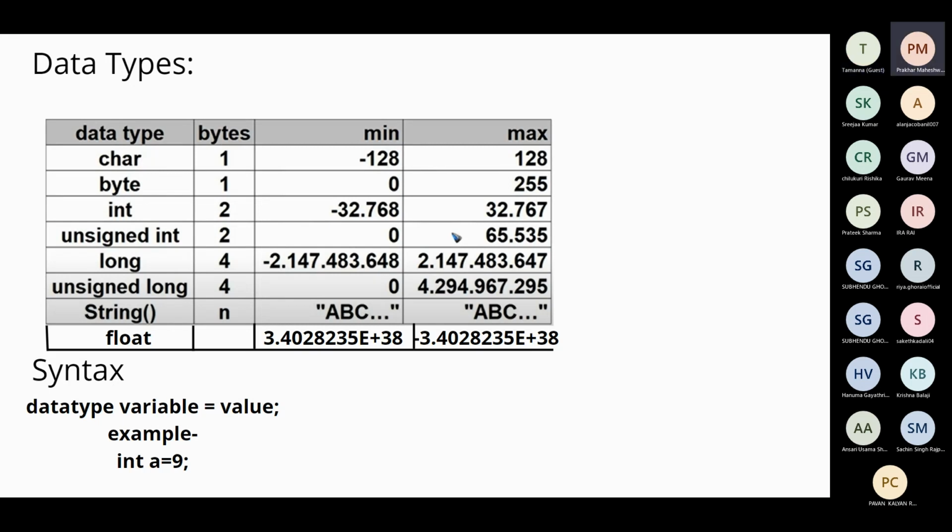This integer a is equal to 9. For example, we have to store a value 9 inside a. 9 is an integer, so we'll use the data type int. Then the variable, and then we'll assign it a value. So now this is how we initialize variables.